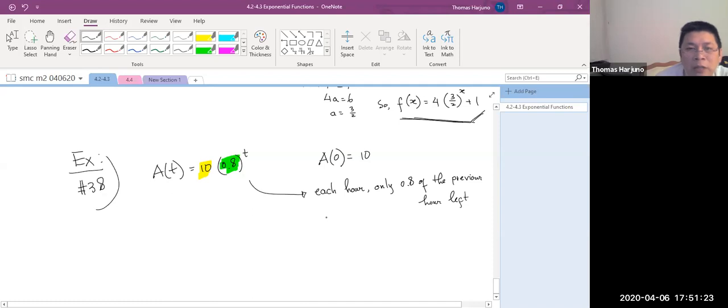So let's say for example, just to give us some feeling, now I have 10, then 1 hour later, how much is left? 0.8 of this. 10 times 0.8, that's 8. 2 hours later from now, that's 10 times 0.8 squared, which is 6.4, which is 0.8 times 8.